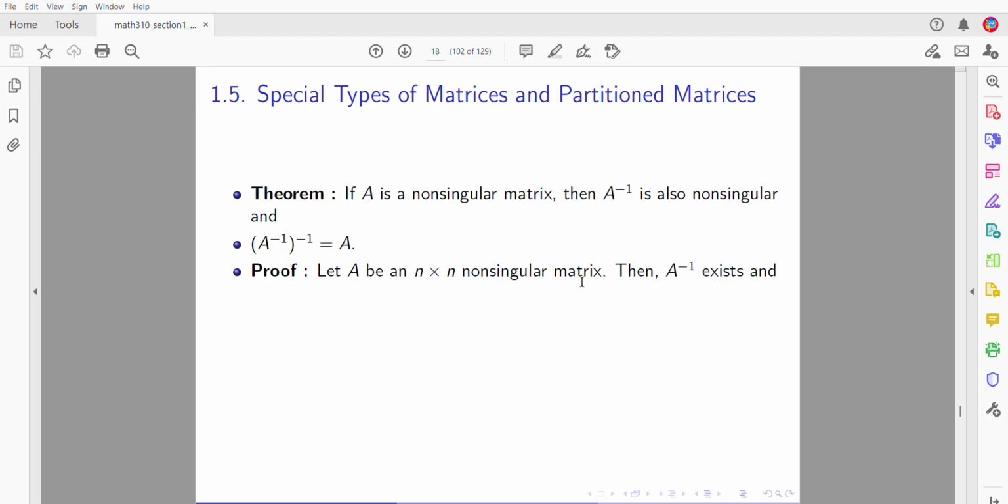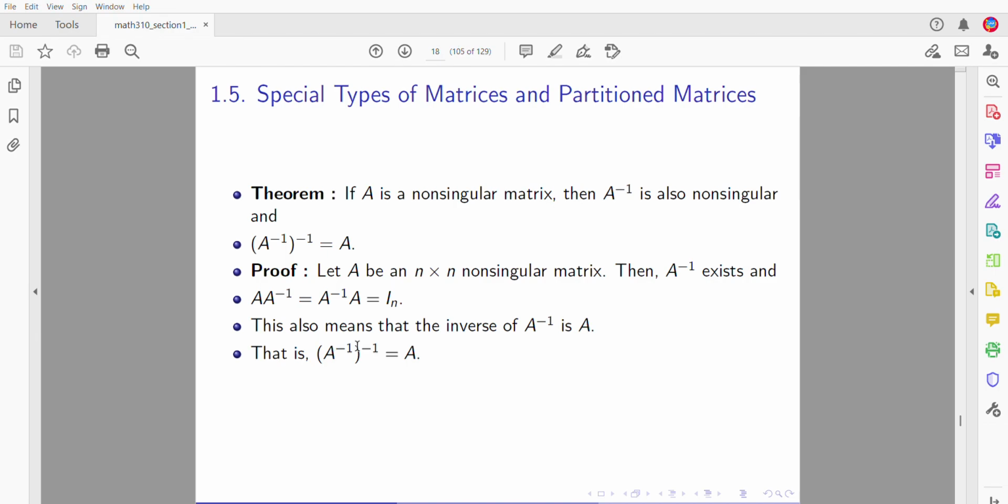What does that mean? A inverse exists and A times A inverse is A inverse times A, which is the identity. That's the definition of inverse. You multiply it to your original matrix, you get identity. But notice A performs the same function for A inverse. That is, A multiplies A inverse to get an identity. That is, the inverse of A inverse is A. So it's a tautology. We are just repeating ourselves. This is how we have proved the theorem.